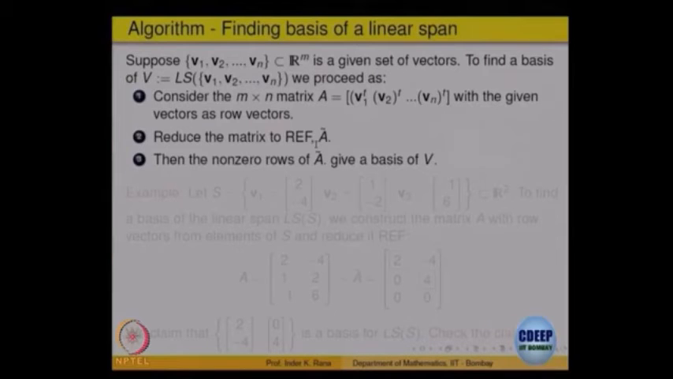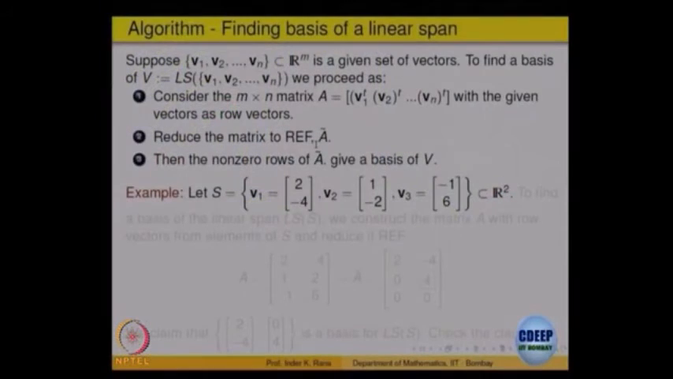Reduce it to row echelon form, and look at the non-zero rows. What is the property of the non-zero rows? They are linearly independent and give you the row space. Row space is the same as the space spanned by all the vectors. So, if you want to find just a basis of the linear span of a finite number of vectors, write them as row vectors, reduce to row echelon form and pick up the non-zero rows in the row echelon form, not the original ones. They will be linearly independent and will give you a basis.